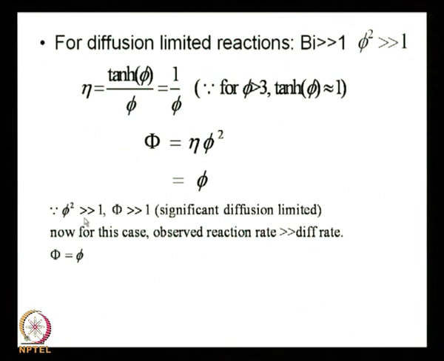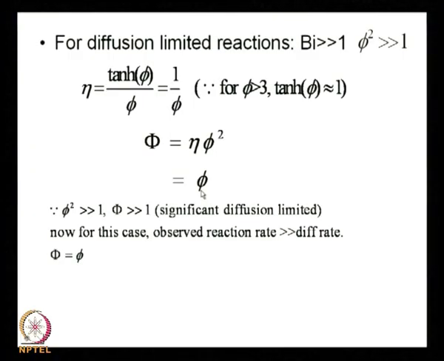Now, what we find from this is that phi square much greater than 1 implies that big phi is also much greater than 1. That is, if the intrinsic Thiele modulus is much greater than 1, then the observed Thiele modulus is also much greater than 1, right, though it is not as high as phi square, because it goes as the square root of the Thiele modulus. So, if the Thiele modulus is 100, then the observed Thiele modulus is 10. Okay. Why do you think so?